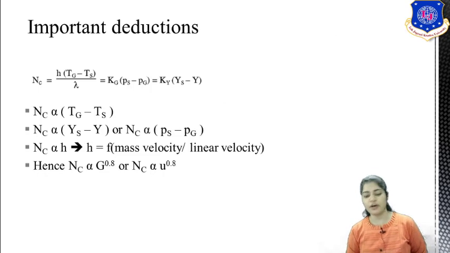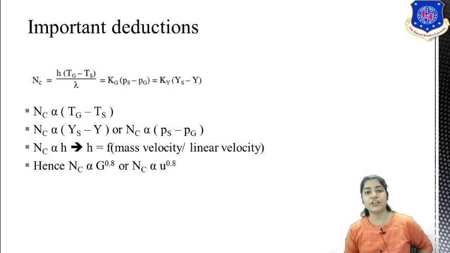Now from this equation we can draw some important deductions. First, your rate is directly proportional to the temperature difference. Another is that your rate is proportional to the concentration difference, the difference in humidity or pressure difference. Another is that your rate is directly proportional to the heat transfer coefficient. That H is the heat transfer coefficient. Now again, try to relate the Seider-Tate rate equation, the correlations between fluid flow, heat transfer and mass flow.